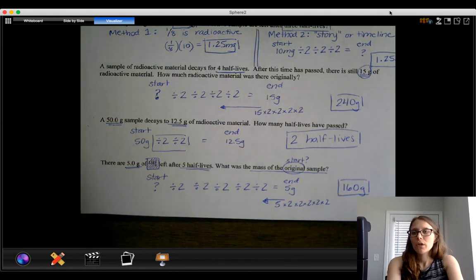Okay. So when we're looking at these, again, that storyline method I think is really helpful. You could also use that little fraction chart if you find that more helpful.